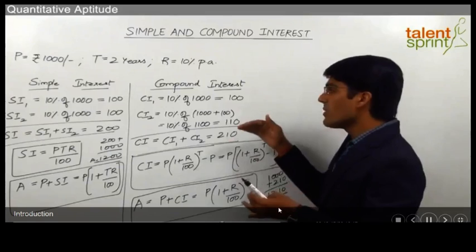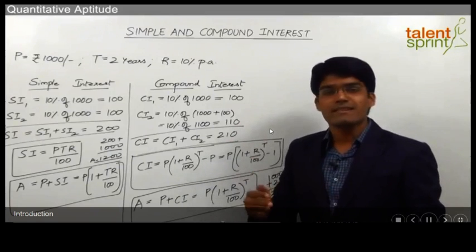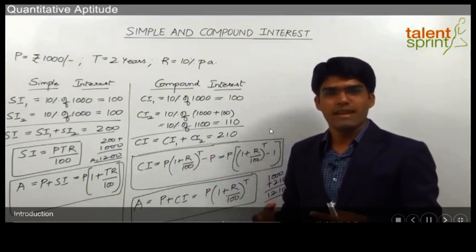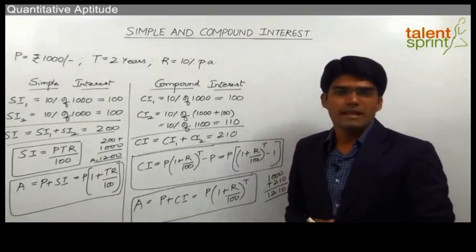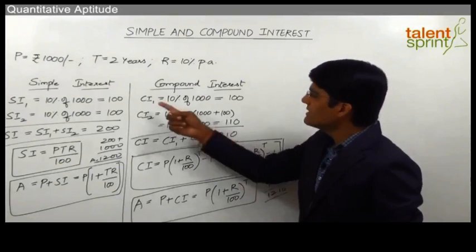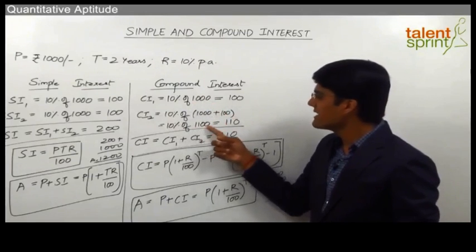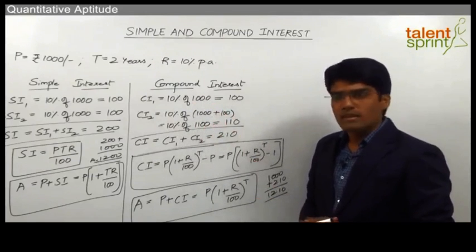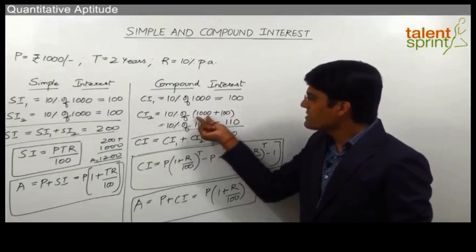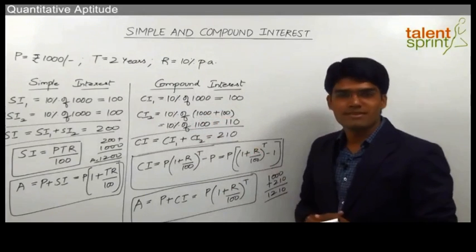But in case of compound interest, as we have already discussed, interest is not paid on a regular basis. Whereas here it actually gets added to the principal amount. So that is the reason in case of CI, the principal changes. For the first year it is 1000, for the second year it is 1100 and so on. So the principal for the second year is nothing but the principal of the first year plus the interest of the first year.